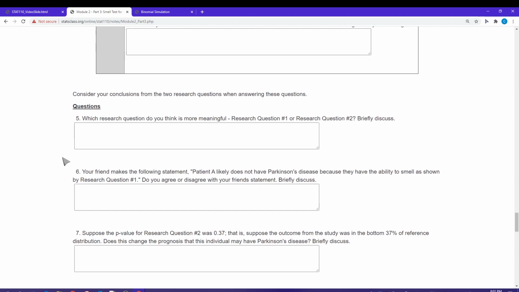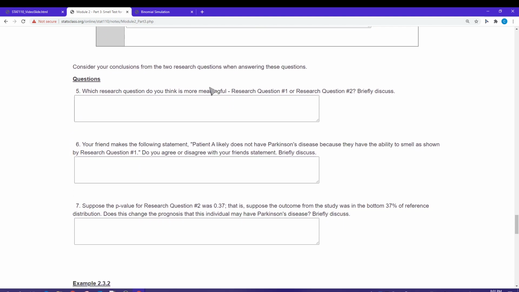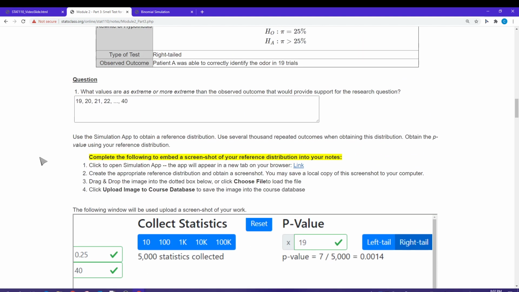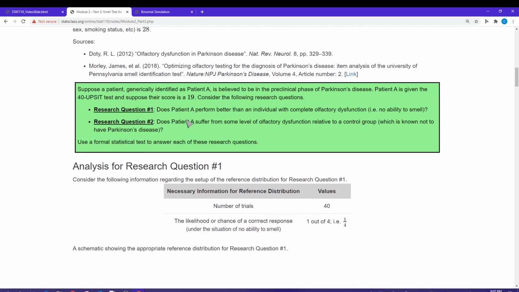So, question number 5. Which research question do you feel is more meaningful? Question number 1 or number 2? If we go back and look at those 2 questions, personally, I think question number 2 is more meaningful.